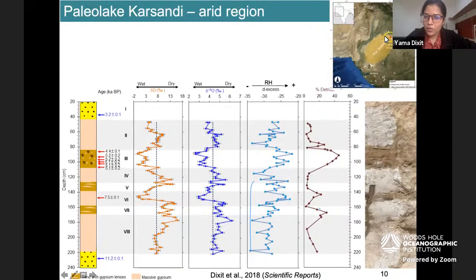This is at the border of the Thar Desert, and so if you look at the lake record, it's very different from what you saw previously from the other lakes, which is the beauty of this region, that it changes every 100 kilometers. So you can see these white-colored blocks are actually gypsum, and this was a gypsum quarry, and we were lucky to find this section already undisturbed.